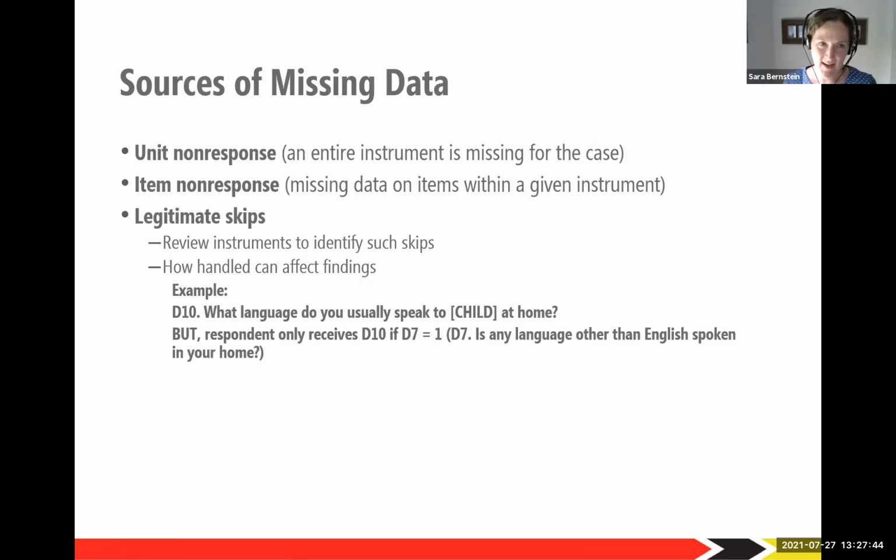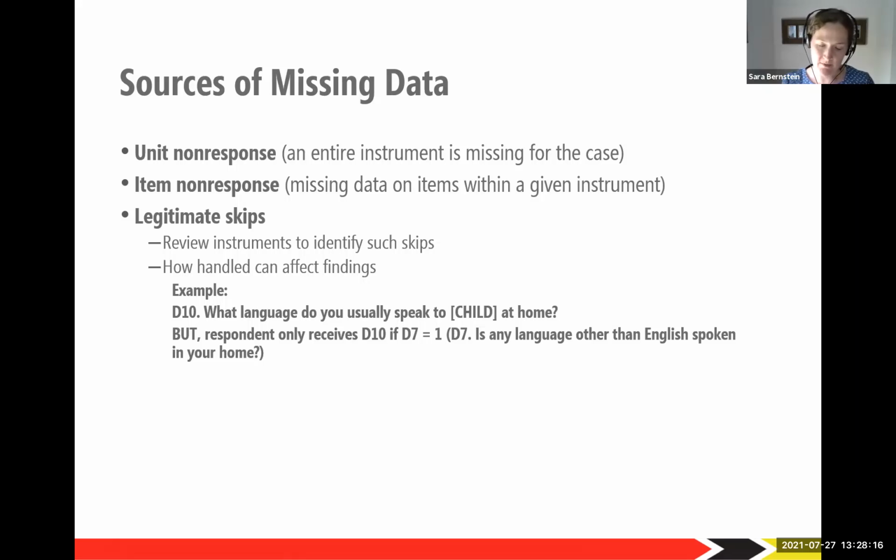Okay, and then missing data. There are 3 sources of missing data in AIAN FACES 2019: unit non-response, item non-response, and legitimate skips. Unit non-response occurs when an entire instrument is missing for a case. For example, a parent of a sampled child didn't do the fall parent survey. Unit non-response would be addressed by the application of analysis weights, which we'll talk about in just a little bit.